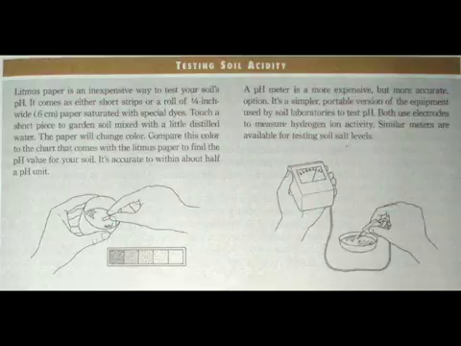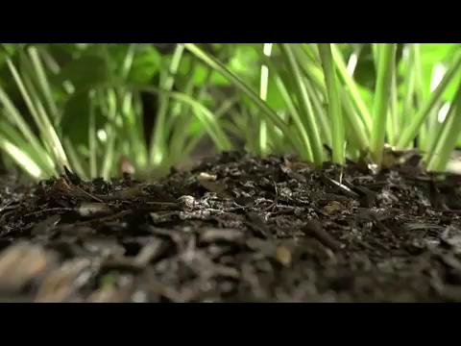A pH meter is a more expensive but more accurate option. It's a simpler, portable version of the equipment used by soil laboratories to test pH. Both use electrodes to measure hydrogen ion activities. Similar meters are available for testing soil salt levels.